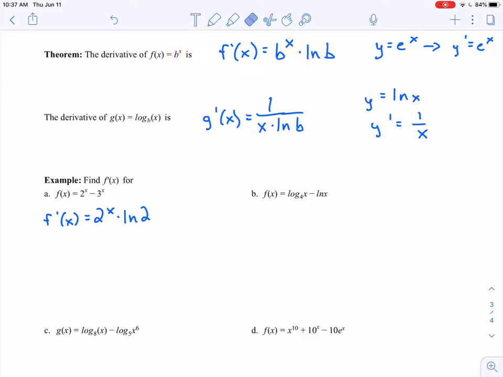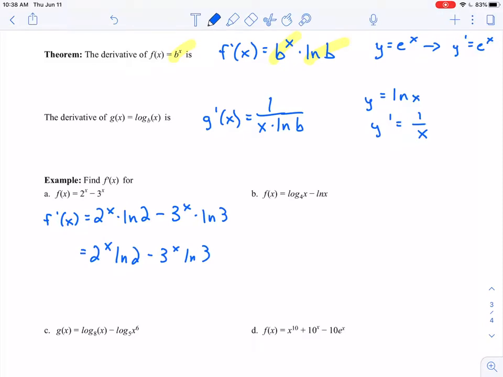So I can continue on then, and I can say, okay, well, minus the derivative of 3 to the x. So this time I've got 3 to the x. So the derivative of that will be 3 to the x, times natural log of my base, well, times natural log of 3. And there we go, there's our derivative. It's going to be 2 to the x natural log 2 minus 3 to the x natural log 3.